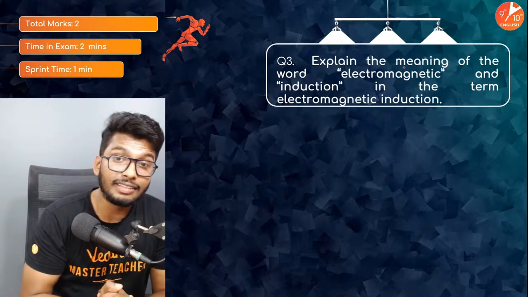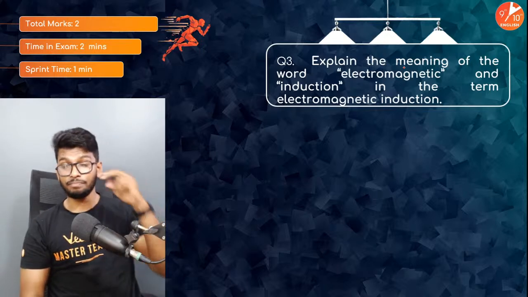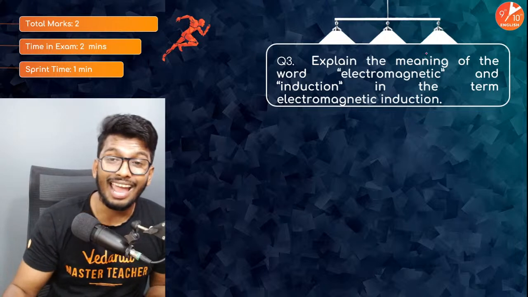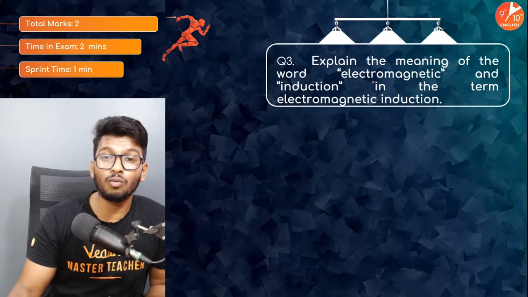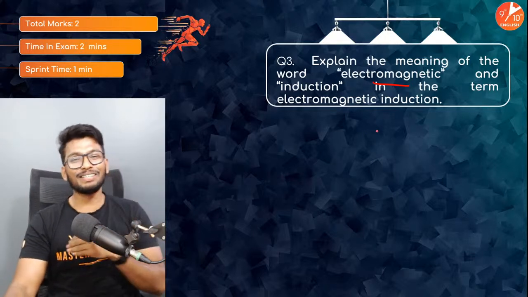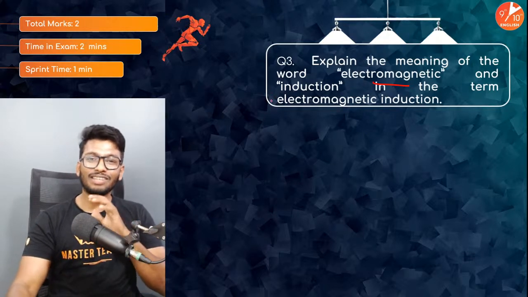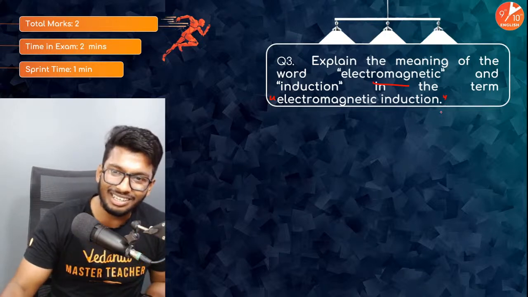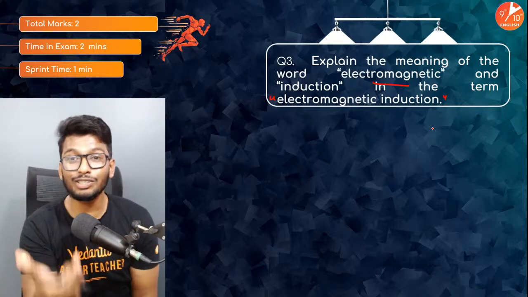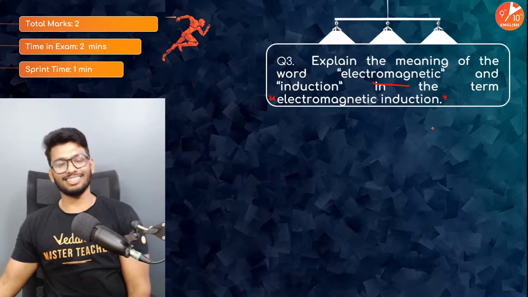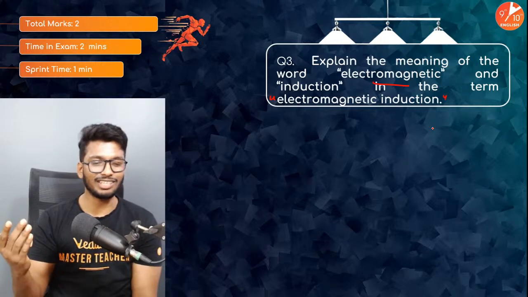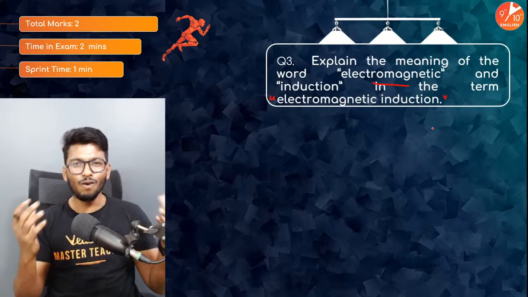All right. Third question. Once again, 2 marks. 2 minutes time in your exam. We'll try to do it in less than 1. The question is, explain the meaning of the words electromagnetic and induction in the term electromagnetic induction. They've not asked you what is electromagnetic induction. They have asked you what is the meaning of the word electromagnetic and the word induction. What do you guys think? This is more of an English question than a physics question, but I'm guessing that you know what it means.